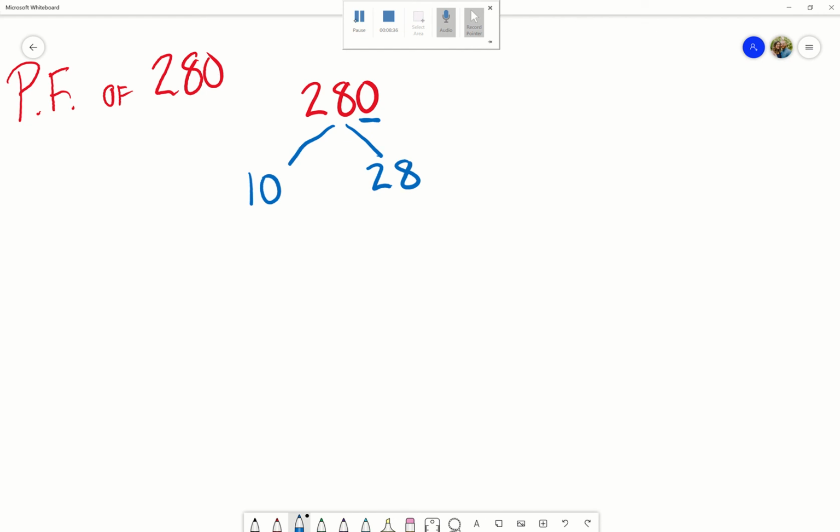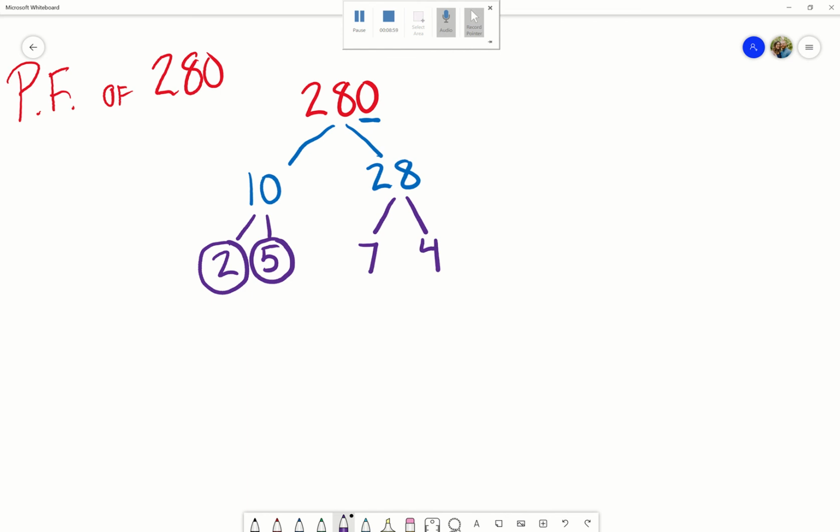And then I can look and say, well, 10 isn't prime because 10 breaks down into 2 times 5. And 2 is prime, and 5 is prime. So look at that. That whole branch now is taken care of. I can't go any farther down there. But I can break down 28. And 28 breaks down into 7 times 4.